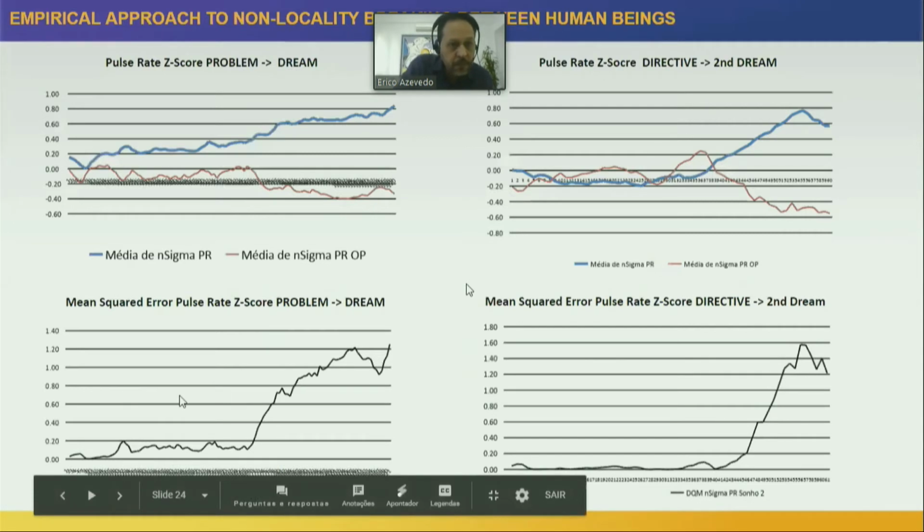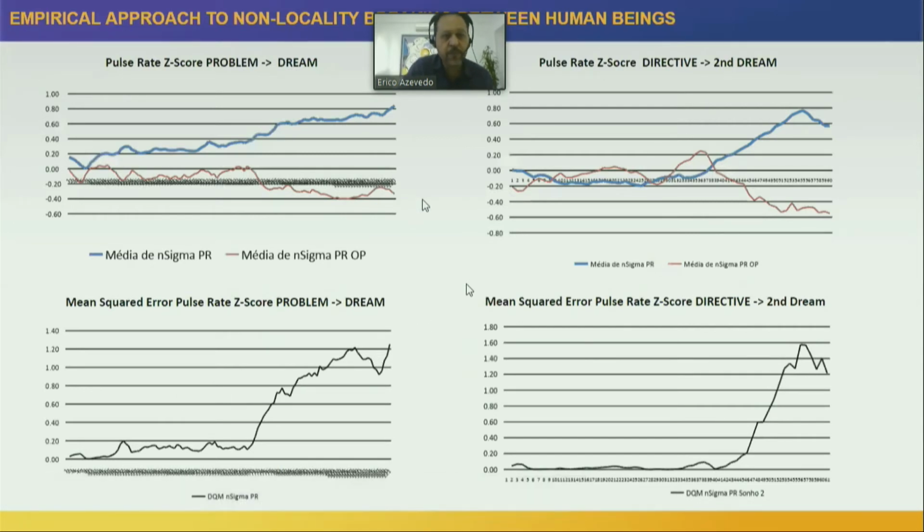So this one, the blue one, are the subjects, and the red one is the researcher. The researcher is doing what? The researcher is listening. He's always listening. He's just listening.